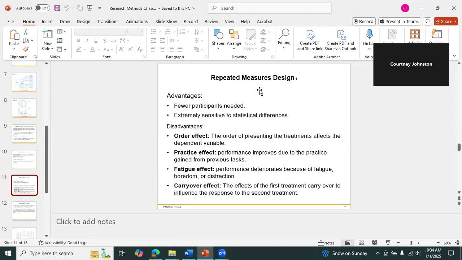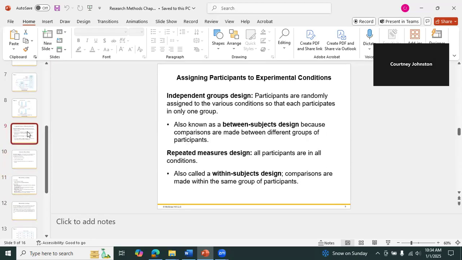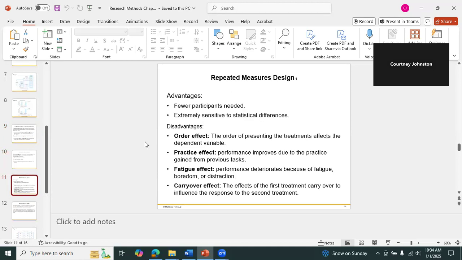Now, the repeated measures design. Okay, and again, this is the within subjects design. Everybody gets exposed to every condition. The advantage is you don't need as many participants, and it's extremely sensitive to statistical differences. Now, the disadvantage is the order effect. The order of presenting the treatments affects the dependent variables. So one group, let's say, gets the placebo first and then the antidepressant, and the other group gets the antidepressant and then the placebo. So the order in which those occur can actually affect the overall outcomes.